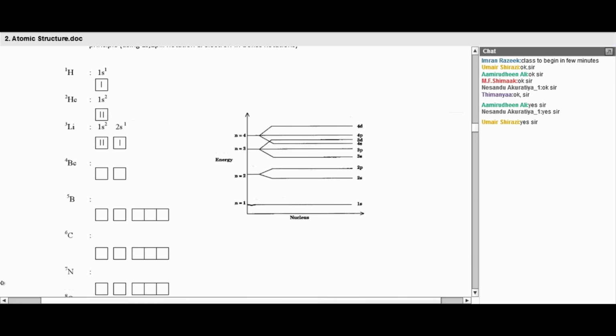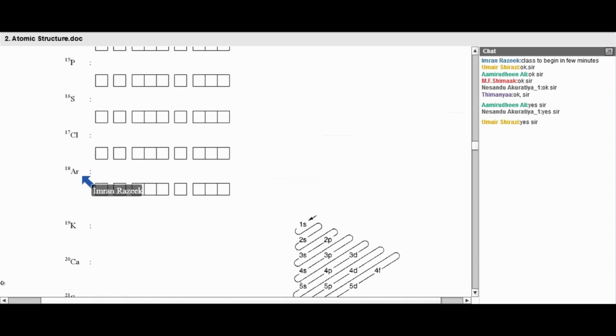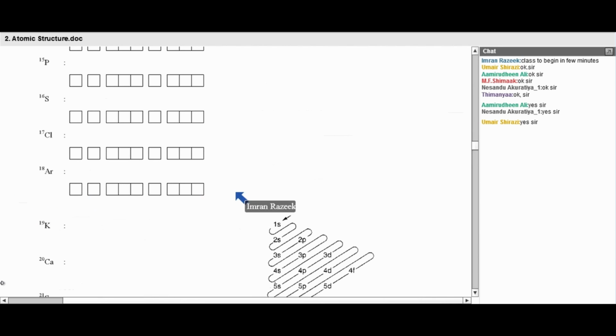I remember we did it up to argon, right? Up to argon we wrote the electronic configuration. I said to conclude with argon, and the box notation we also drew up to argon.